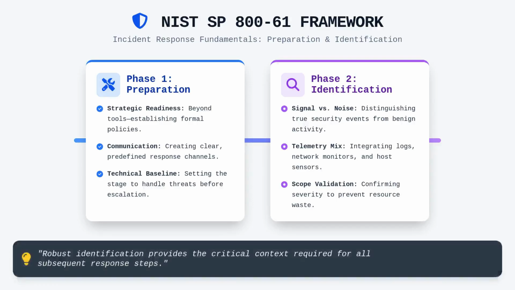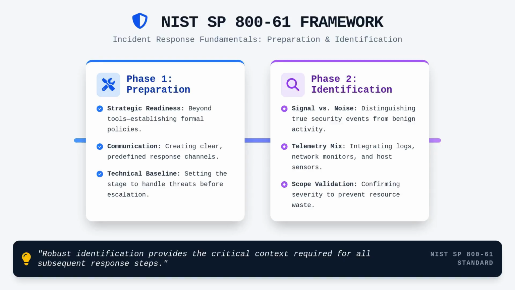Effective identification prevents the common mistake of treating a minor configuration error as a full-scale breach, which saves resources and maintains operational stability. Without a robust identification phase, the remaining steps lack the necessary context to be executed efficiently.